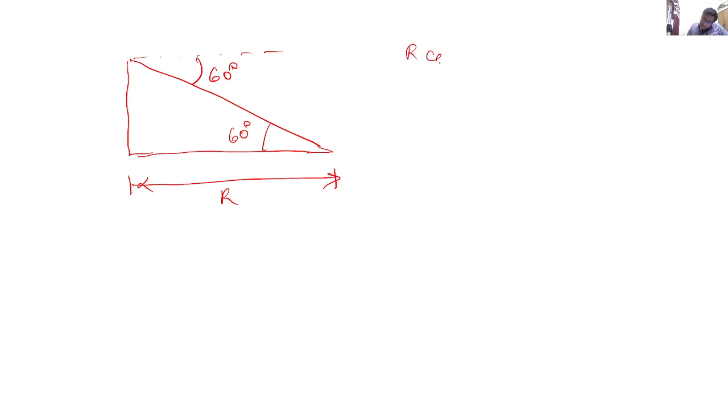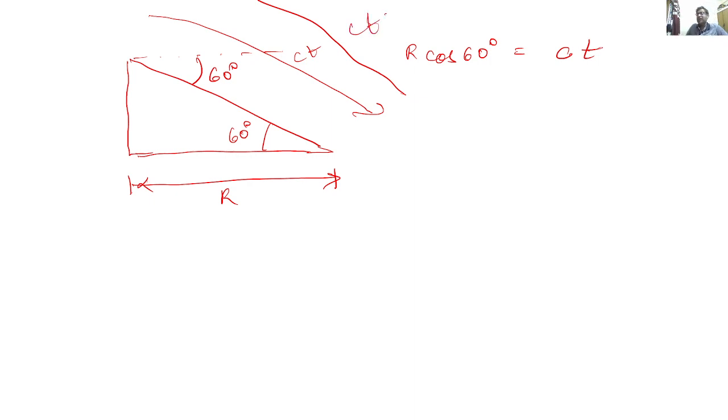So what do we get? R cos 60 degrees is equal to Ct by 2, where C is the speed of light in air, and t is the time duration which is taken. Ct is for one way, and when it returns back, it will be again Ct. So it will basically traverse twice, and that is why we divide it by 2. It is an echoing system, very similar to sonar. So R is Ct by 2 cos 60 degrees.